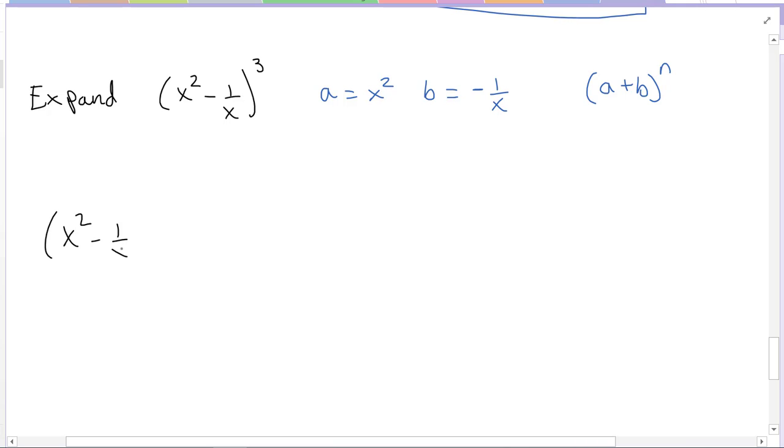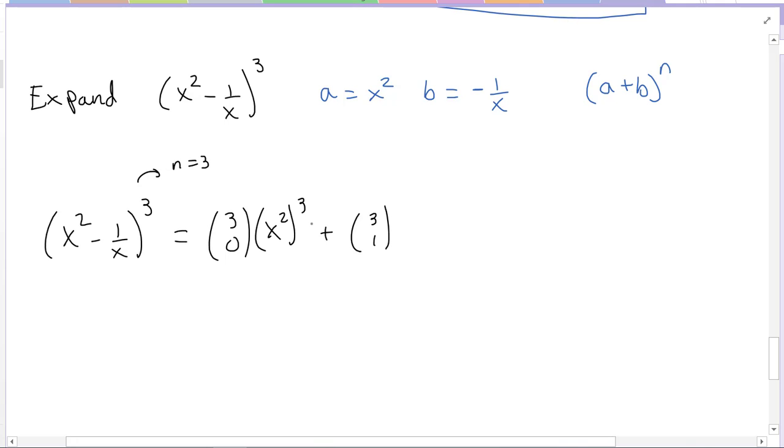x squared minus 1 over x cubed is going to be, so my n is 3. So it's going to be 3 choose 0. We always start at 0. And then a, so x squared to the 3rd, and b to the 0. We don't write that one because anything to the 0 power is 1. Plus 3 choose 1 of a squared. We're going to decrease the power of 3 to 2. My a is x squared, so I'm going to have x squared times b to the 1st, negative 1 over x to the 1st.